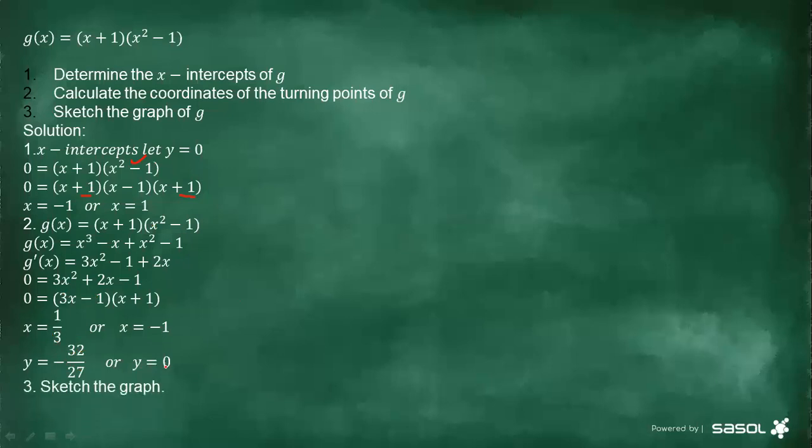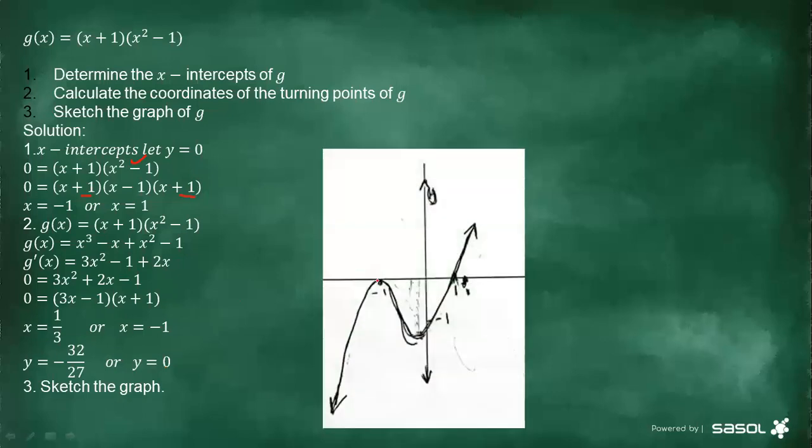Now we have to sketch the graph. This is going to be the graph. You can see one of the turning points is on the x-axis, and it's also acting as the x-intercept. So that's going to be the shape of the graph. So that's how we should determine the graph of a cubic.